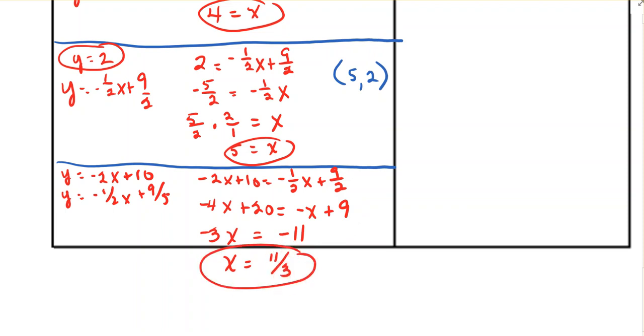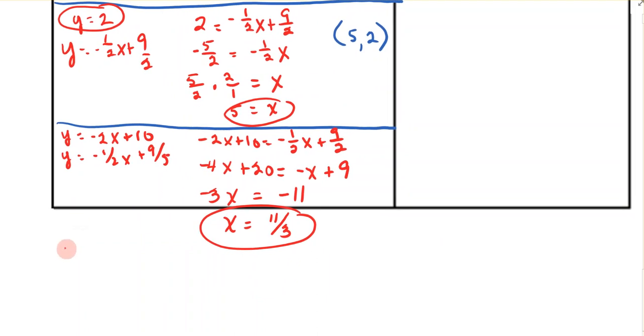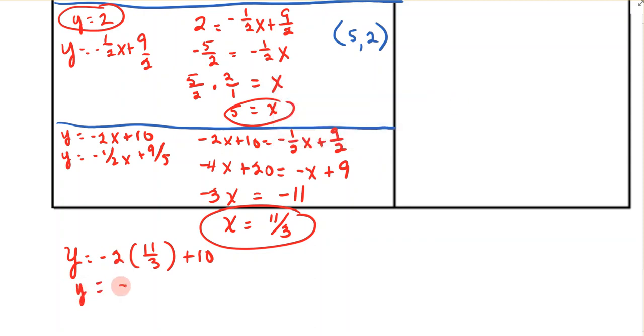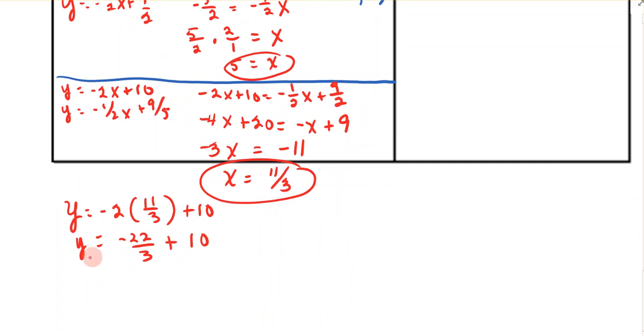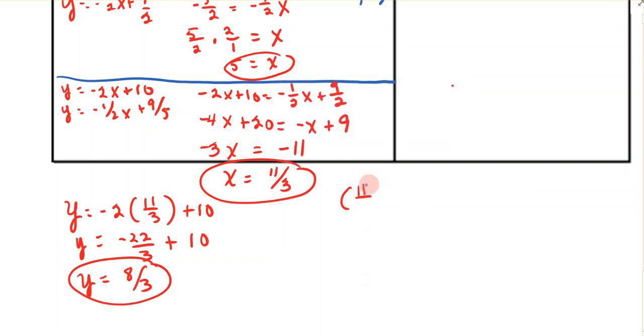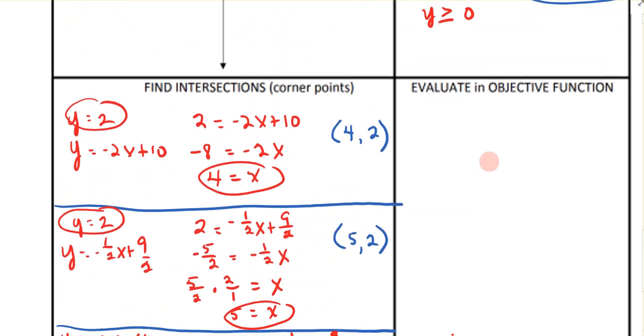But in this one, I have to then also plug in y. I ran out of a little room here, but I'm going to say y is equal to negative 2 times 11/3 plus 10. So y is equal to negative 22/3 plus 10. Well, 10 is 30/3, so 30 minus 22, y will be 8/3. So I have my third and final point, which is (11/3, 8/3).